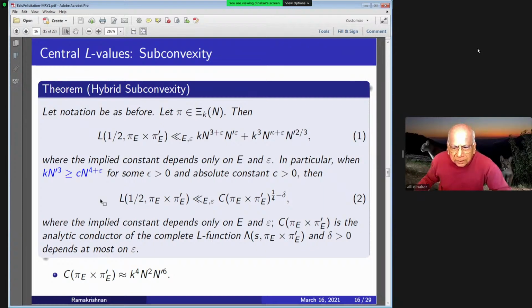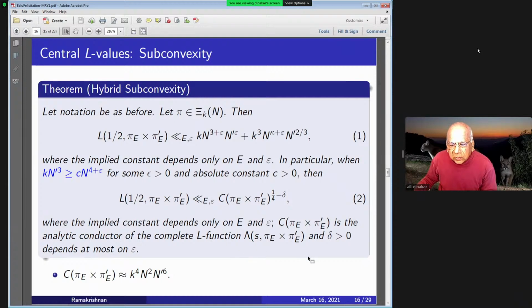If you think of n and n prime, and also k, you can also vary k. So either k or n prime has to be large compared to n. That's the condition. Or you can fix one, whatever. And this is, of course, the analytic conductor of the complete L-function. I should mention before that the analytic conductor is like k to the 4th n squared n prime to the 6th. So the 1/4 will be k n to the 1/2 n prime to the 6/4, or 3/2.